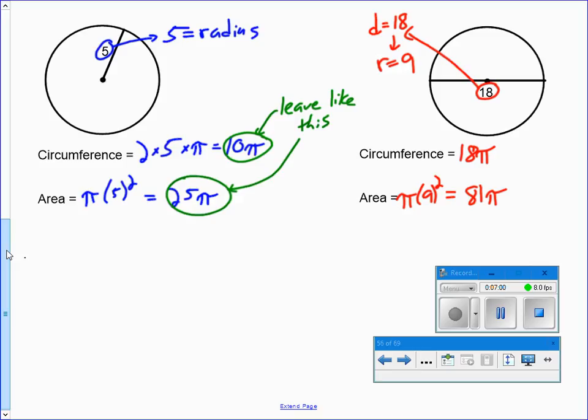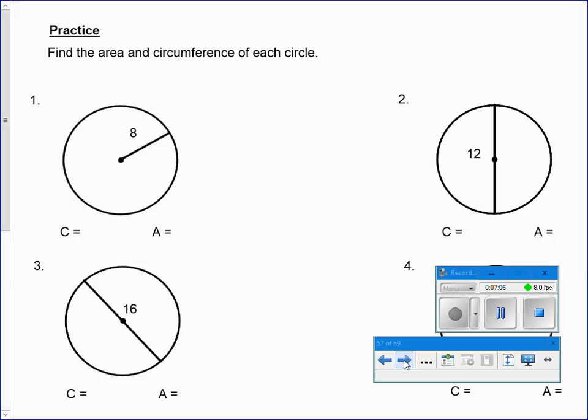There's an example of each of the different kinds of problems with circles. On the back of this sheet, you'll see there's a bunch of different practice problems for you to do. Some of them give you the diameter, some of them give you the radius. But for each one, you have to find the area and the circumference to make sure you're doing both parts of this problem, and make sure you leave pi in your final answer.